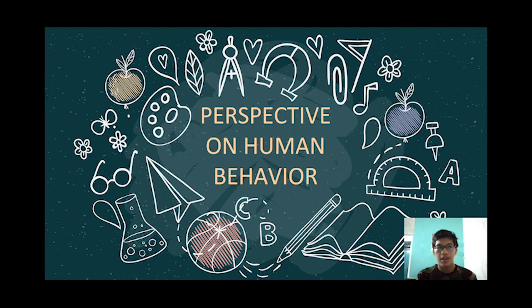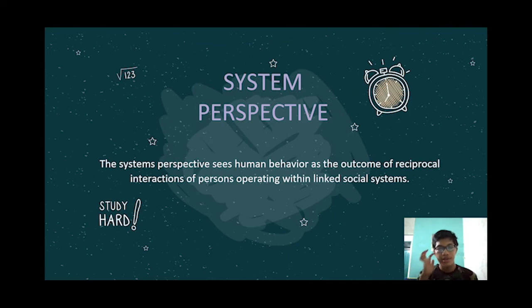Okay, everyone. I will explain the next topic. The next topic is about the perspectives on human behavior. There are many kinds of perspectives on human behavior, which are the system perspective, the rational choice perspective, the social constructionist perspective, and also the psychodynamic perspective, developmental perspective, behavioral perspective, and the humanistic perspective. So I will explain them one by one a little bit.